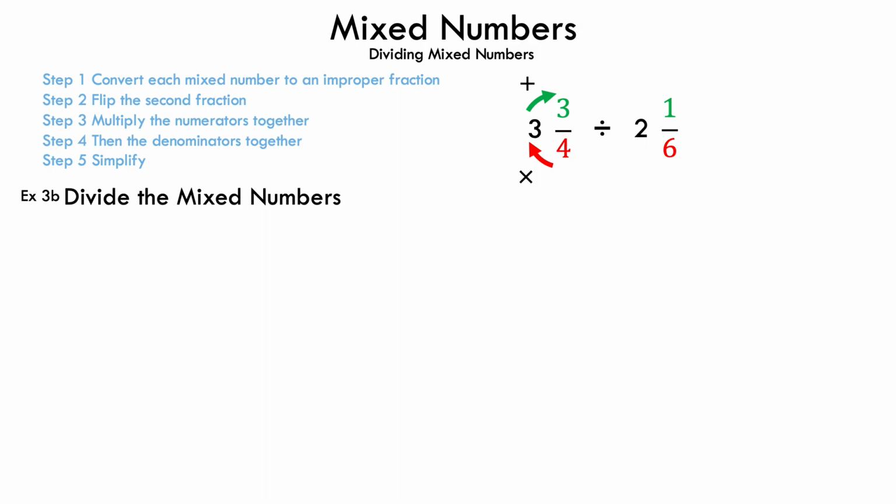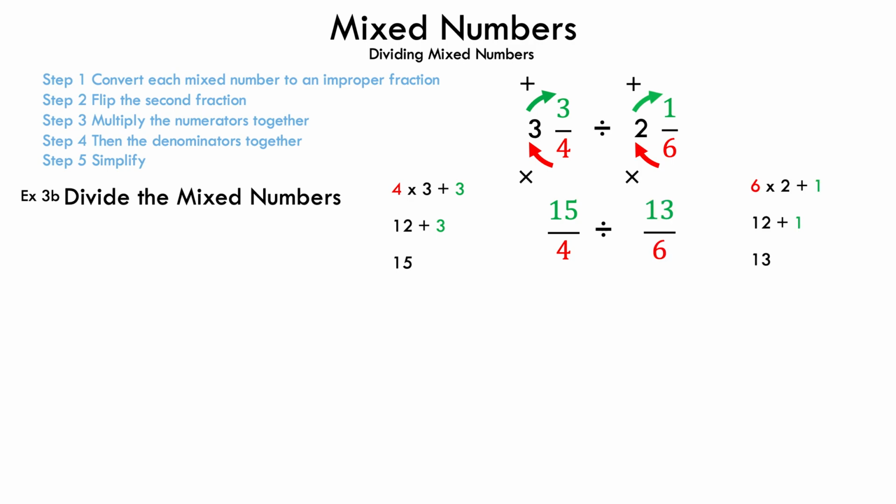Same process, multiply the denominator and the whole number and add the numerator. And then in this case it is 4 times 3 plus 3, which is 15. Keep the same denominator, which is 4. So our improper fraction is 15 over 4. Do the same process to the second mixed number, and that gives us 13 over 6.